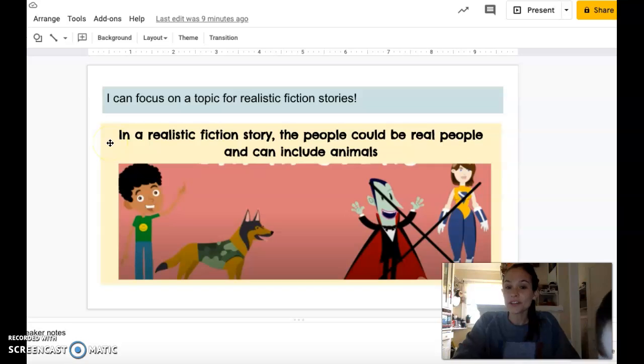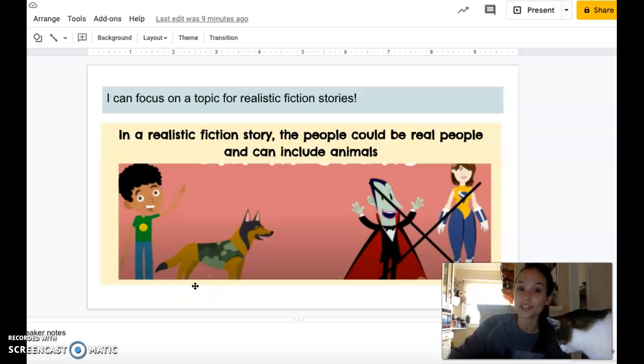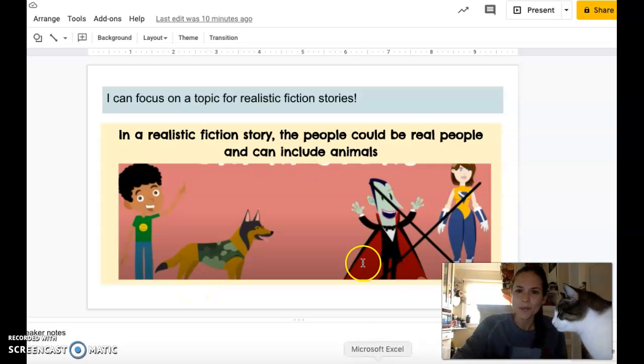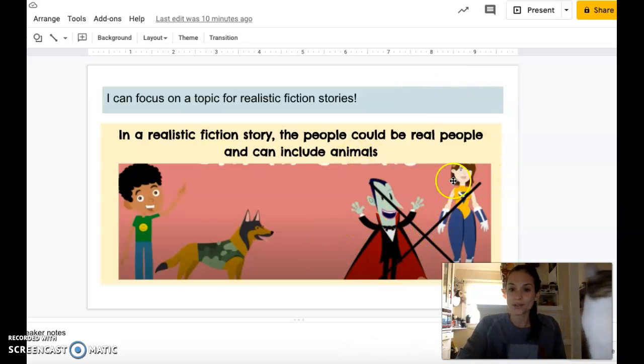In a realistic fiction story, the people could be real people, and it also can include animals. So there's an example, there's a boy right here, and there's a dog. Those are good possible characters for realistic fiction stories. But a vampire or a superhero, the people aren't really real people. So those would not be examples of a realistic fiction story.